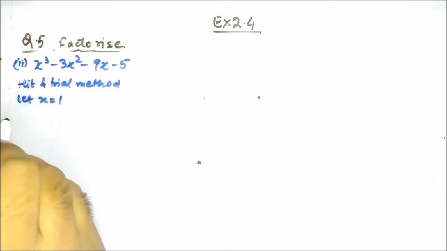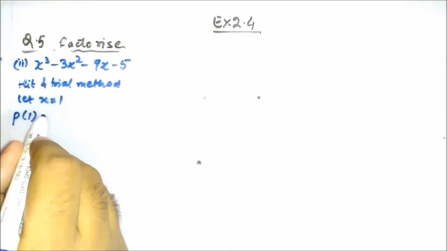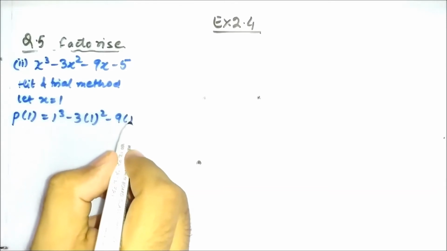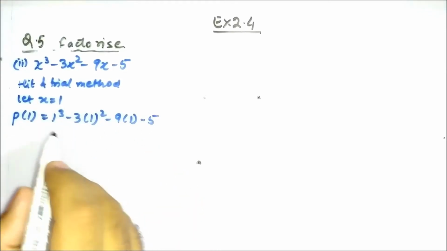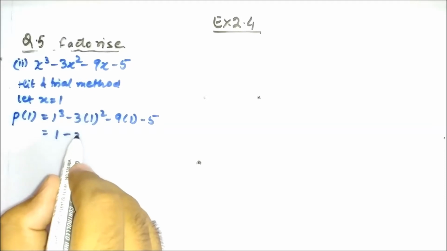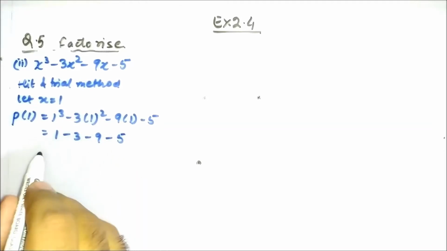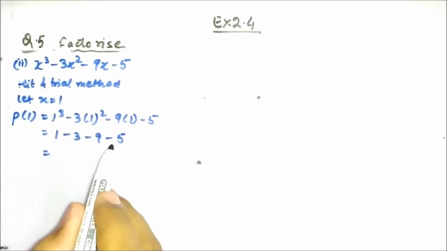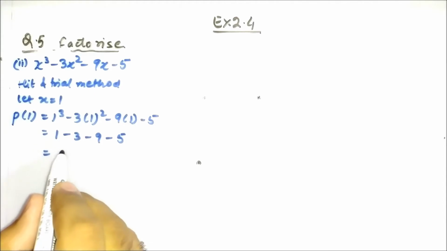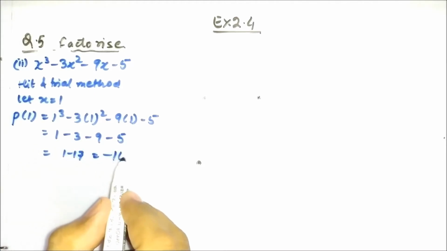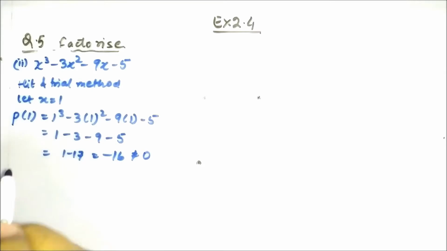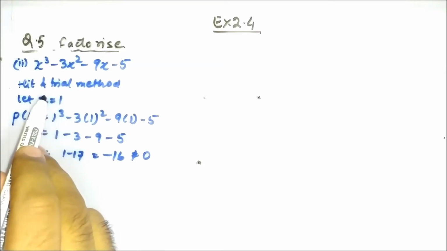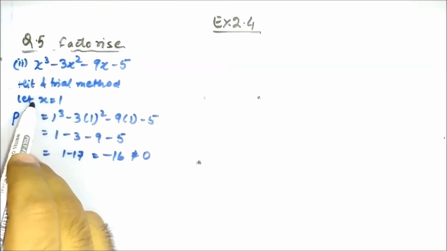Now if you take x is equal to 1, the value of the polynomial at x is equal to 1 is 1 cube minus 3 into 1 square minus 9 into 1 minus 5. So when you open the brackets, it will be 1 minus 3 minus 9 minus 5. If you solve this, minus 9 minus 3 will be minus 12, minus 12 minus 5 will be minus 17. So 1 minus 17 will give you minus 16, and definitely this is not equal to 0. So we cannot say x minus 1 is a factor.